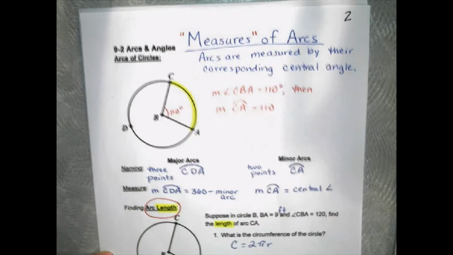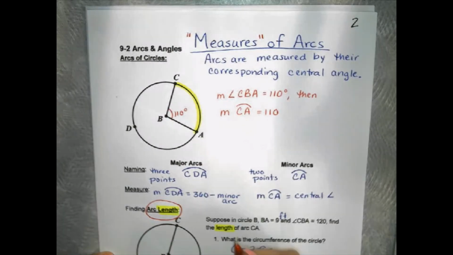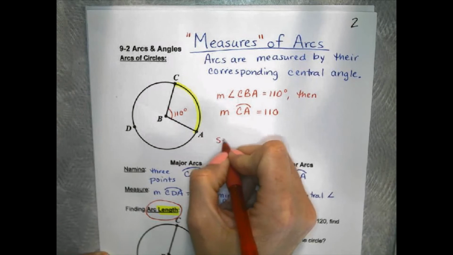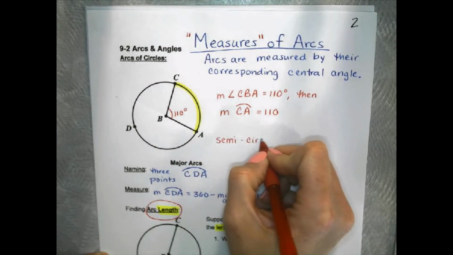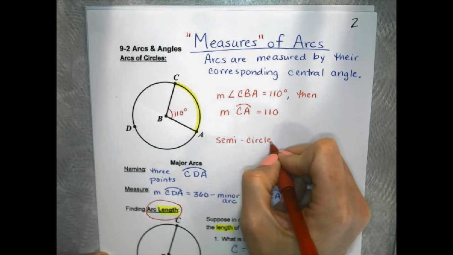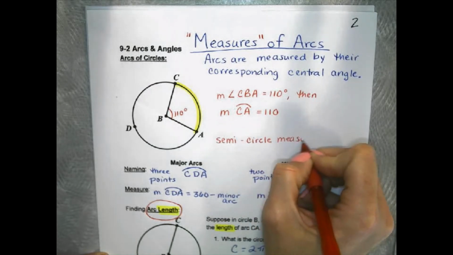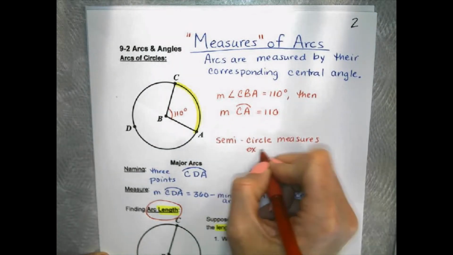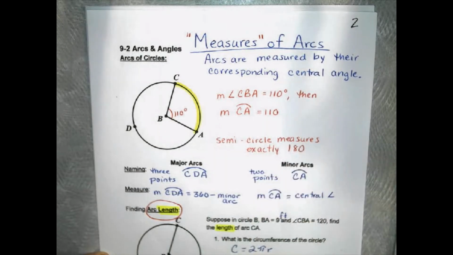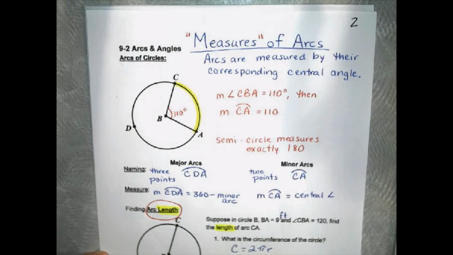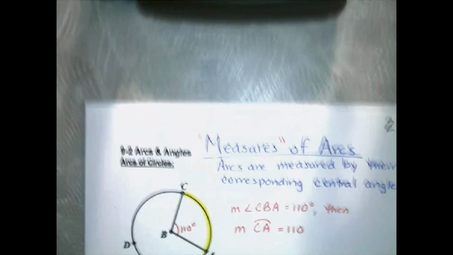A semicircle is a special arc, and a semicircle, of course, has a measure that is exactly 180. So a semicircle measures exactly 180. There are two different types of arcs. There are major arcs and there are minor arcs.